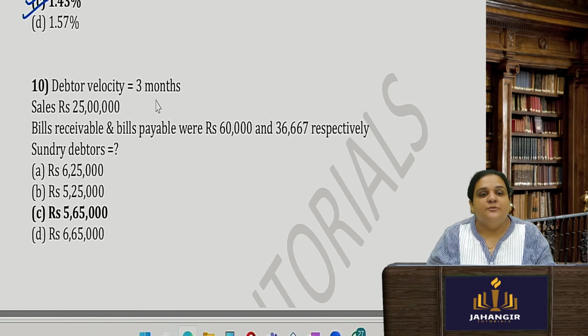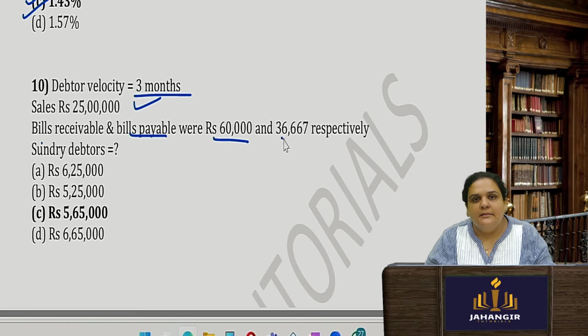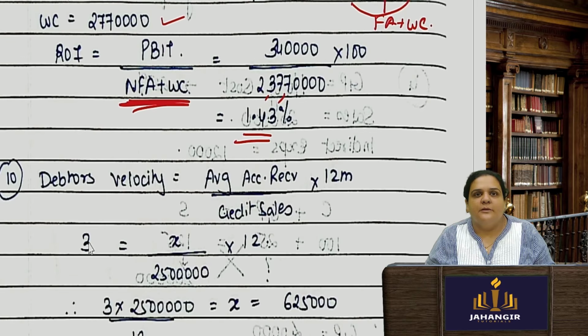Okay. Debtors velocity 3 months. Sales 25 lakhs. Bills receivable 60,000. Bills payable 36,667. How much is the sundry debtors? Okay. With the help of debtors velocity, average accounts receivable, that is average debtors plus bills receivable upon credit sales.